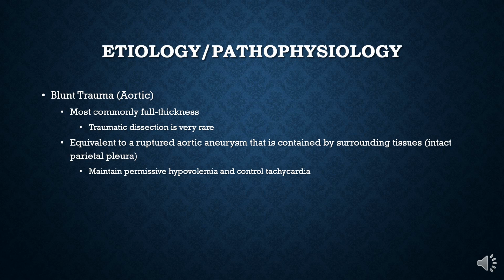Blunt trauma, aortic: most commonly, full-thickness traumatic dissection is very rare. It is equivalent to a ruptured aortic aneurysm that is contained by surrounding tissue, intact parietal pleura. Maintain permissive hypovolemia and controlled tachycardia.